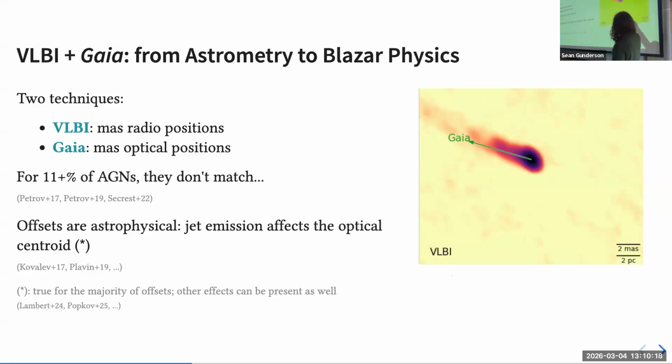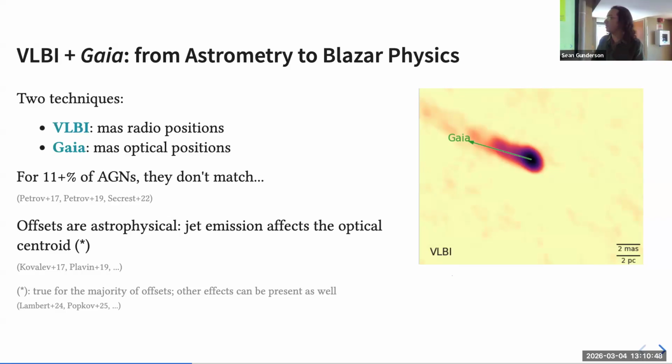Here I show just an example. In the background, there is the VLBI image. Basically, we get the images at sub-milliarcsecond scales in radio. And the vector here shows the offset from the VLBI position to the Gaia position. Most of these systematic offsets are jet aligned, so they are definitely astrophysical, and they've already been a pretty useful way to probe optical jet emission indirectly, because we cannot do it directly yet.